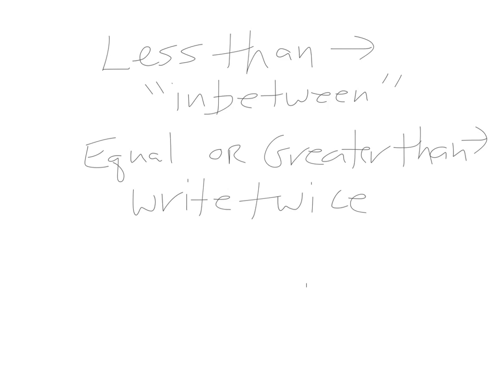So in general, if your absolute value problem has a less than, that's the in-between type of problem. The value in the absolute value sits in between the negative on the left, positive on the right. If your absolute value problem starts off with an equal sign or a greater than, that's when you write it twice. First with the positive and then with the negative.